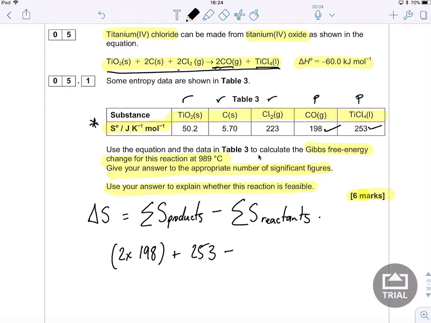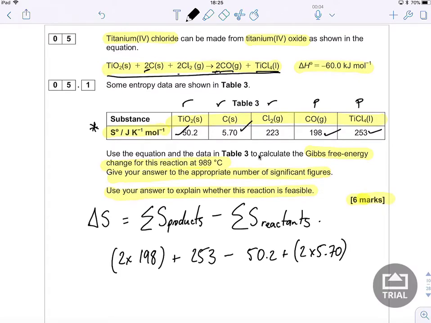Then take away my reactants. So what have I got first? Titanium oxide, 50.2. I've just got 1 of those, so that stays as it is. Then comes carbon. I've got 2 lots of 5.70, so that's done. And then I've got chlorine, which is 2 lots of 223. If I work that out, I get 141.4 joules per Kelvin per mole, and quite handily I've got the units there.